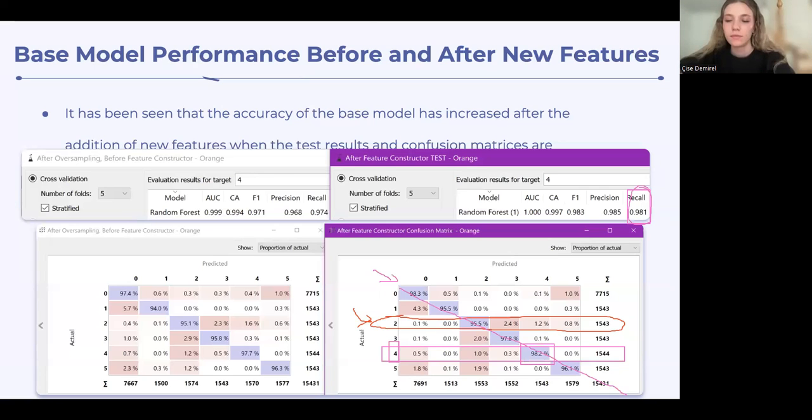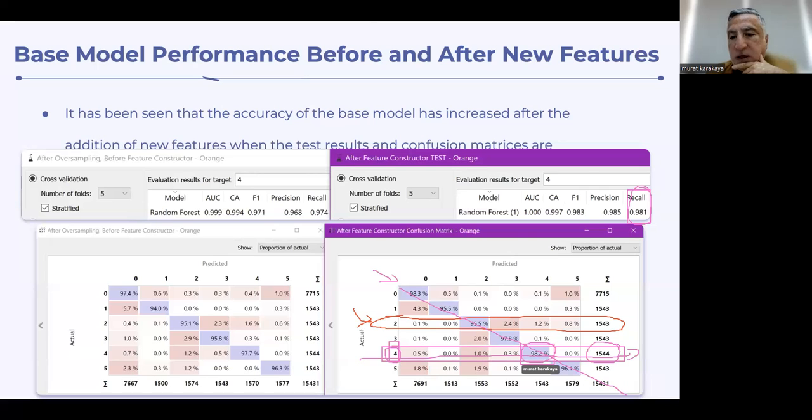So that's the recall, because recall tells us that on that row we have this number of samples belonging to class 4, but out of them we predicted correctly only this number. So actually this is the definition of recall.